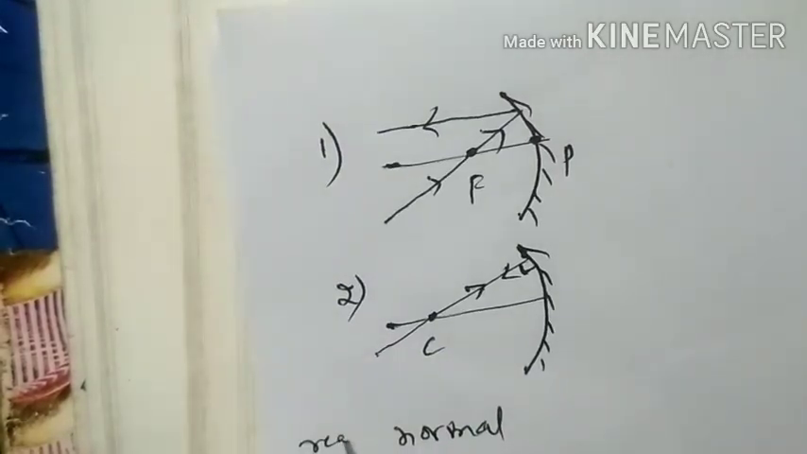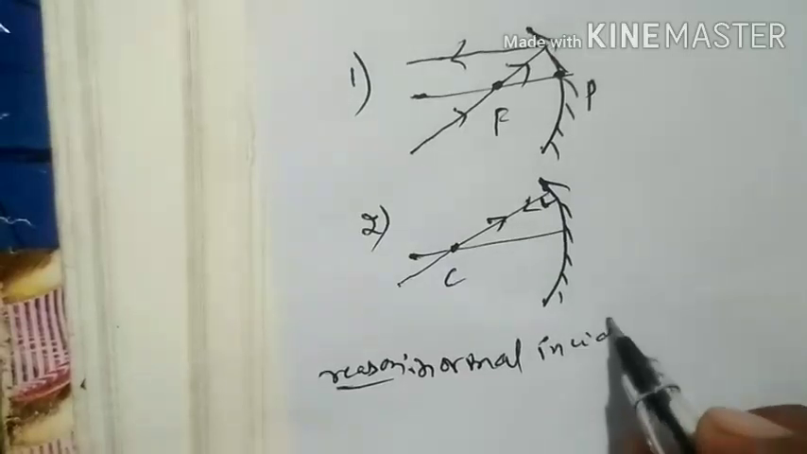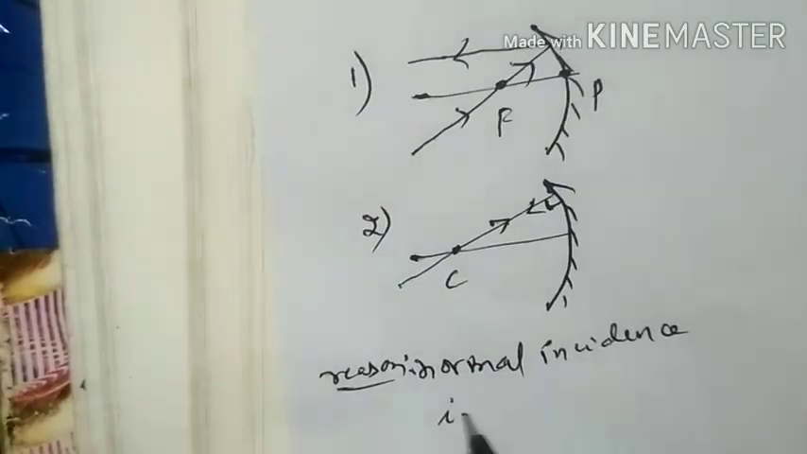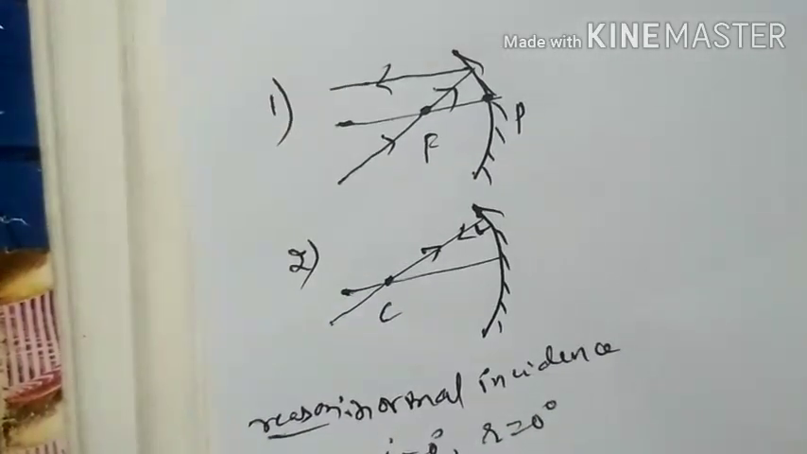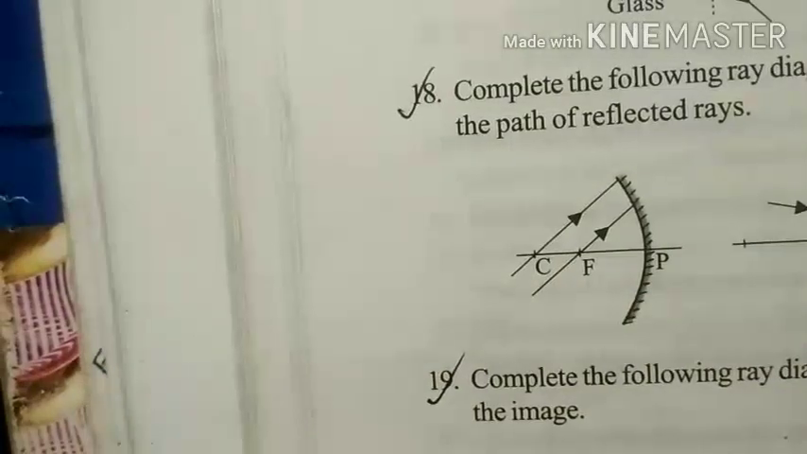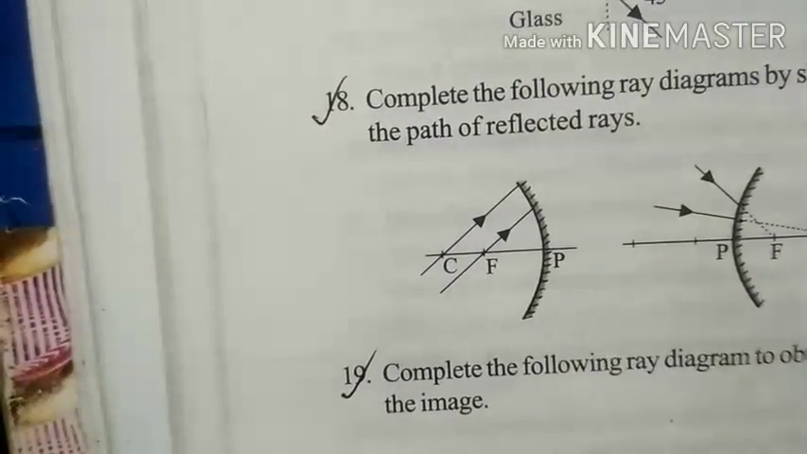Reason means why it happens. It is normal incidence. Normal incidence means the angle of incidence is equal to 0, and the angle of reflection is also equal to 0. So like this we can complete the diagram. Next, one more diagram is given. That is the second one.